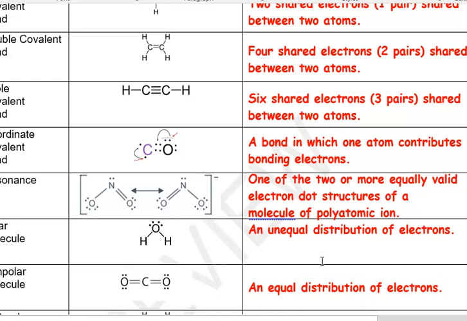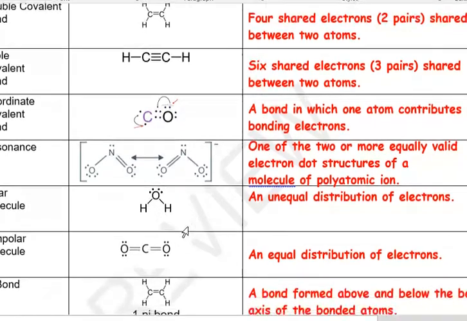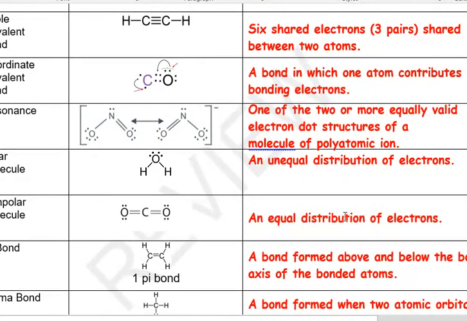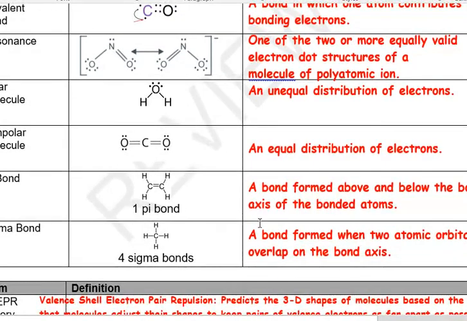Polar molecule, an unequal distribution of electrons. You should have a dipole pointing towards the O, and another one here, so the overall direction's up. A nonpolar molecule is an equal distribution of the electrons. In this case, we have a dipole pointing towards the right, one towards the left, and they're going to cancel. Pi bond is a bond formed above and below the bond axes of the bonded atoms. Sigma bond is a bond formed when 2 atomic orbitals overlap on the bonding axes.